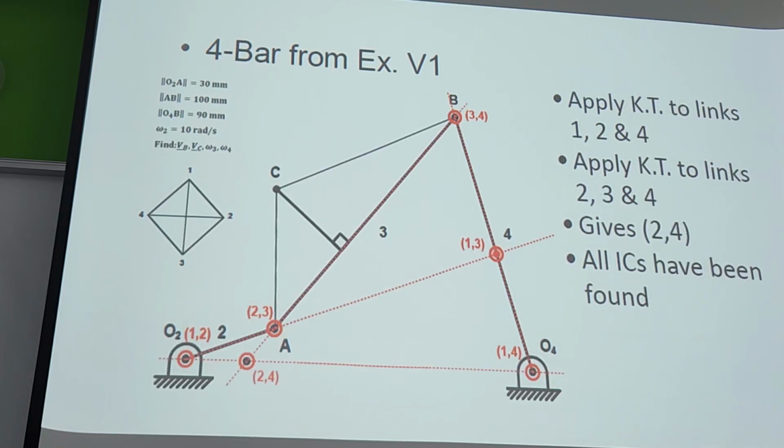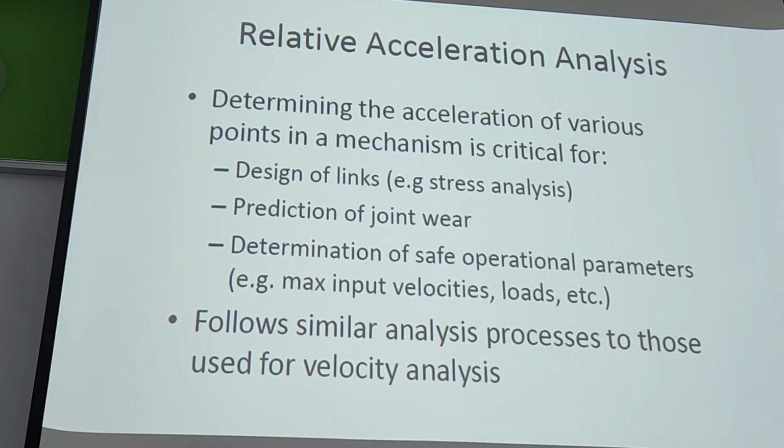So this is the instantaneous center 1, 3. Once you know 1, 3, next we try to find out 2, 4. This is 1, 4 and this is 1, 2, so 2, 4 will be on this dotted line. Similarly, this is 3, 4 and 2, 3, so 2, 4 will be on the line connecting them. So you can locate instantaneous center 2, 4. That means we got all the 6 instantaneous centers: 1, 3 here and 2, 4 here.